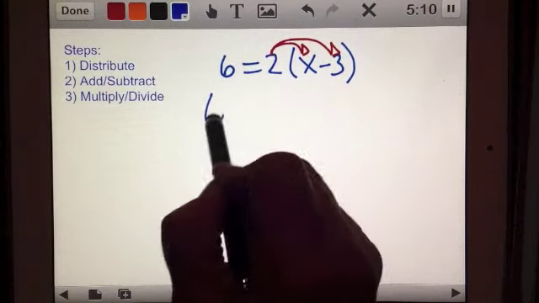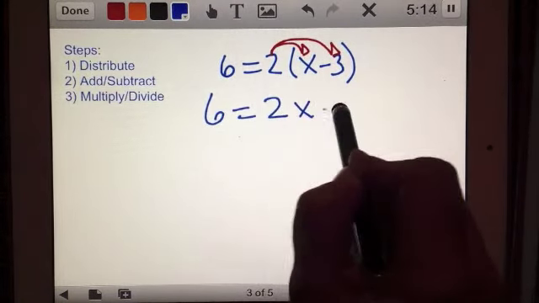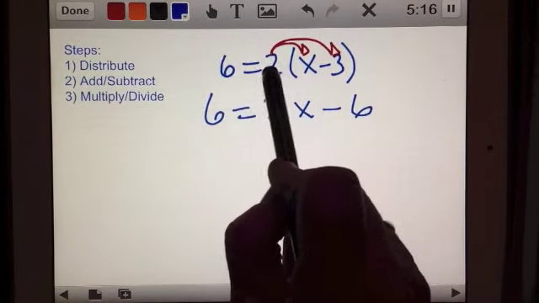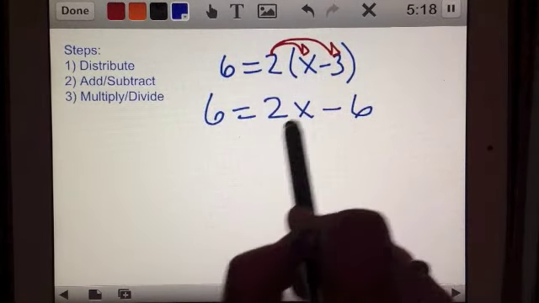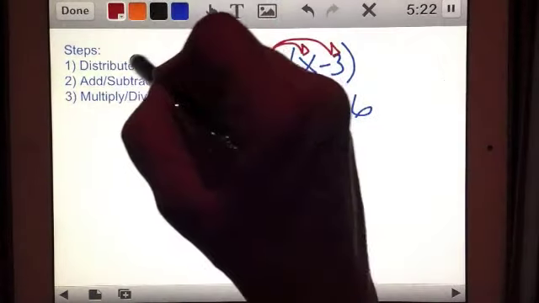Okay, so you should have 6 equals 2x minus 6. If you distributed the 2, the multiplication of 2 by everything inside, you'll end up with 2x minus 6. Alright, so that was step 1.